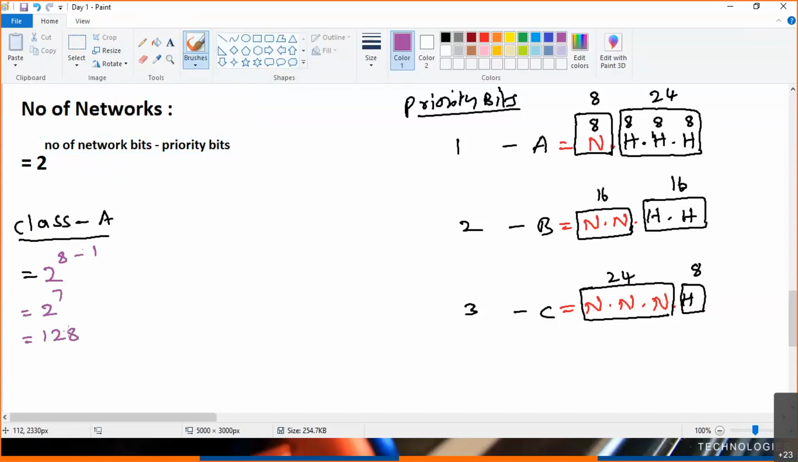Before, we didn't know, right? First octet is the network portion we know, but now we know the exact number. If your requirement is up to 128, then you can use class A. If you require more than 128 networks, can you use class A? No. So 128 networks are available in class A. It's clear, guys?